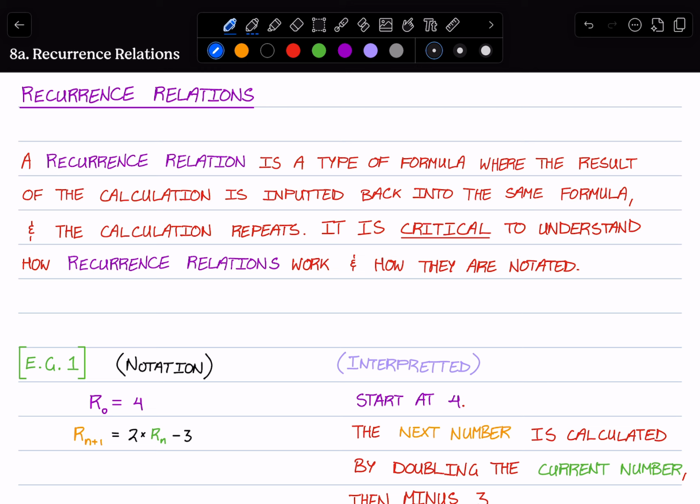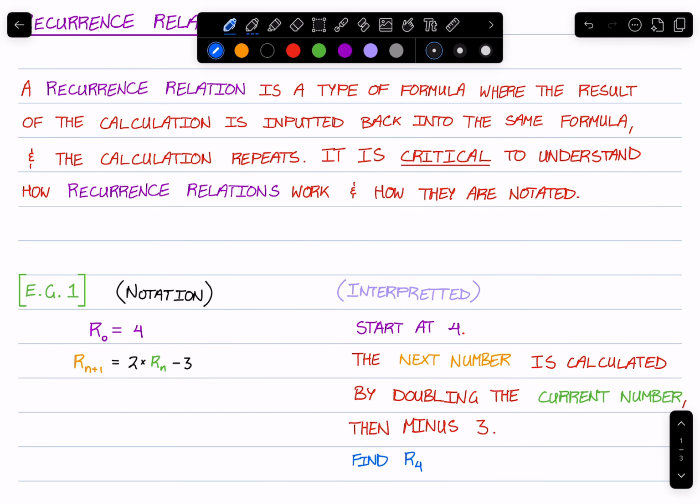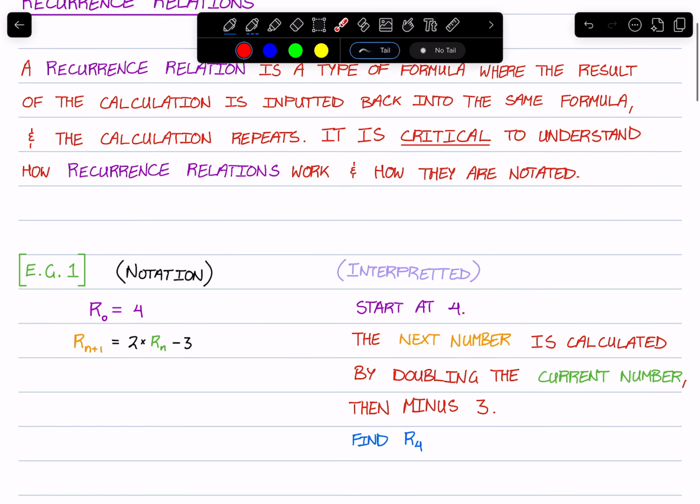Hello class, this is a video tutorial on recurrence relations. A recurrence relation is a type of formula where the result of the calculation is inputted back into the same formula and the calculation repeats. It is critical to understand how recurrence relations work and how they are notated, especially in relation to annuities.